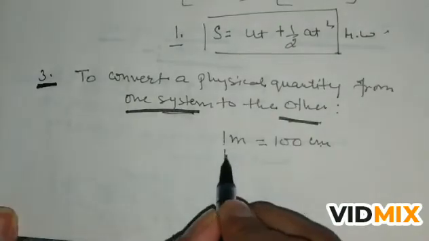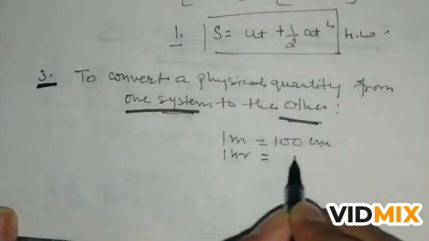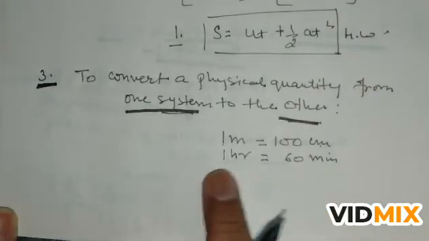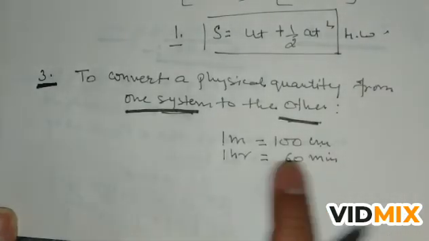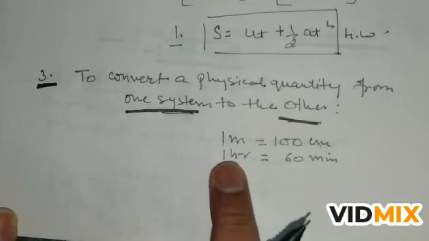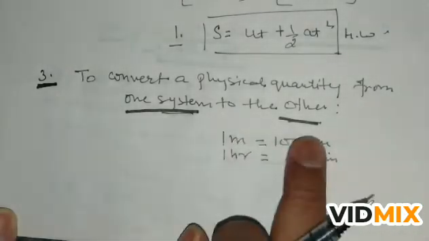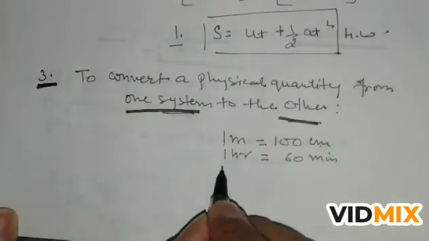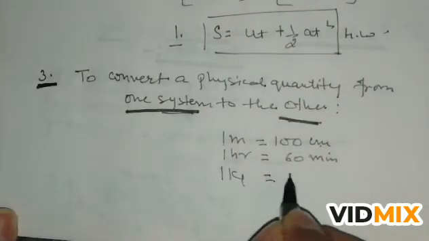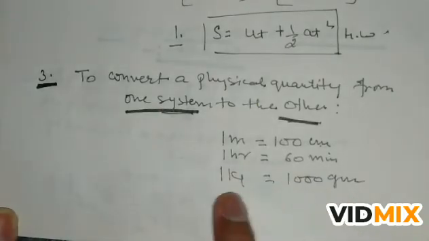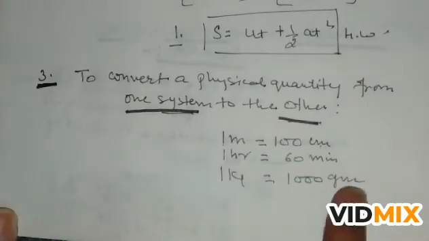Suppose I have written 1 hour is equal to 60 minutes. Both have the same meaning. If I am saying 60 minutes, it is equal to 1 hour also, but hour and minute are different units. Meter and centimeter are different units. Suppose I had written 1 kilogram and it is equal to 1000 gram. Both have the same value, but the unit is different. It is kilogram, it is gram. But when I change the unit, you see the numerical value also changes.